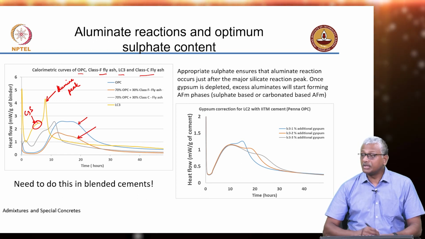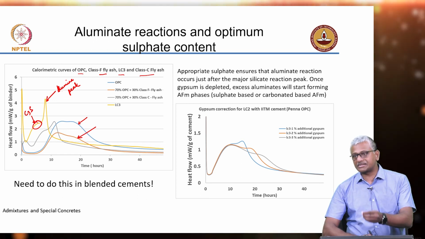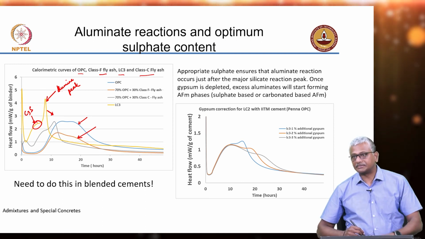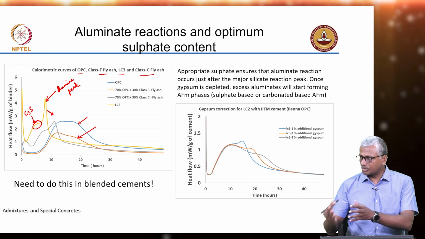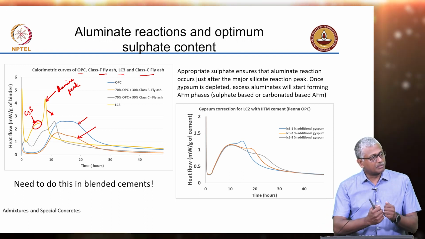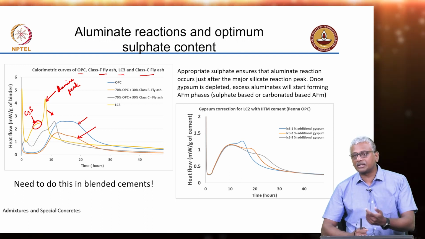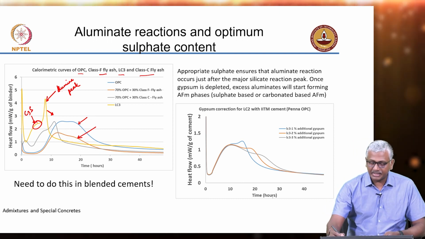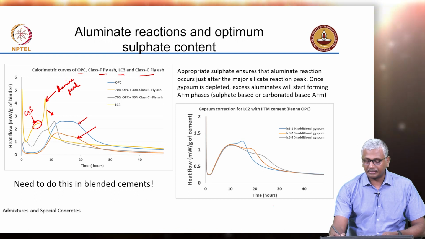So, what you need to do is bring in sufficient excess sulphate so that you can push this alumina peak to a later time period, right. You put in more sulphate in your system so that this alumina peak gets delayed, as you are doing in a case of a normal Portland cement, right. So, that is what is being done in this case in the diagram right here.